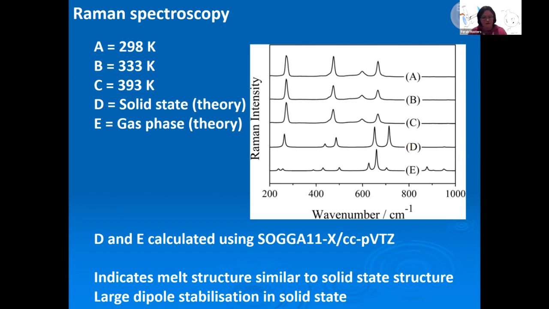predicted from our calculations. Now, given that A is definitely a solid and C is definitely a melt, and there's very little difference between these two spectra, what we can say is that the melt structure is very, very similar to the solid state structure, and there is a very large dipole which is stabilizing that solid state structure, and that appears to hold in the melt.